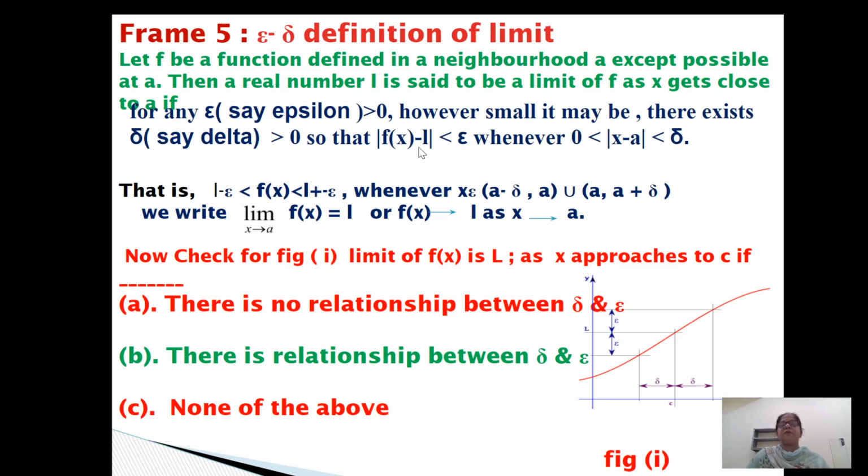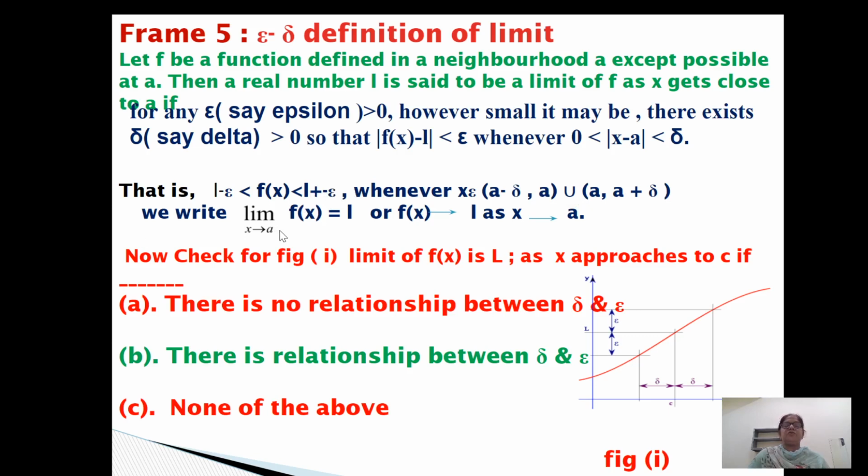So that modulus of f of x minus L is less than epsilon whenever modulus of x minus A lies between 0 and delta. That is, f of x lies between L minus epsilon and L plus epsilon, and x lies in the union of the open intervals A minus delta to A and A to A plus delta. Now correct it, that will be removed. It will be L plus epsilon.